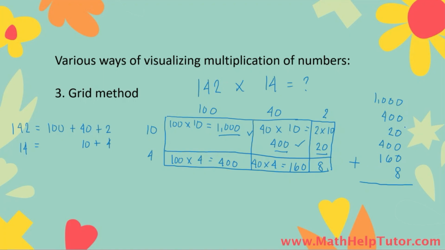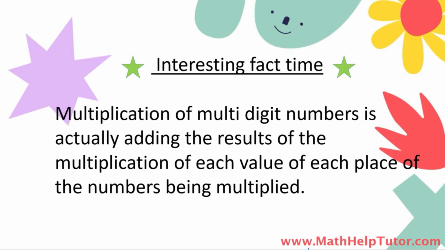So 0 plus 0 plus 0 plus 0 plus 0 plus 8 is 8. 0 plus 0 plus 2 plus 0 plus 6 is another 8. 0 plus 4 plus 0 plus 4 plus 1 is 9. And 1 plus 0 plus 0 plus 0 plus 0 plus 0 is 1. So the answer to the question 142 times 14 using the grid method is 1988. See, we didn't need to draw up all those squares and then count all those squares one by one when using the area method, because we have a way of doing it using an easier method, which is the grid method.